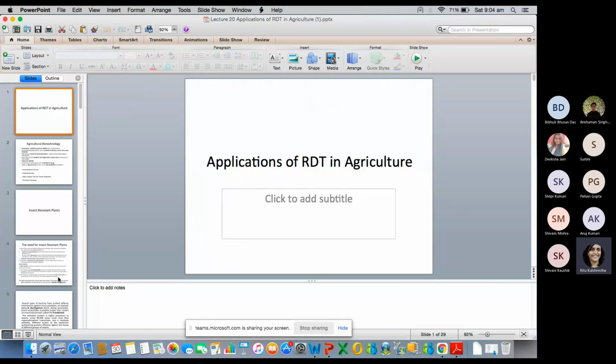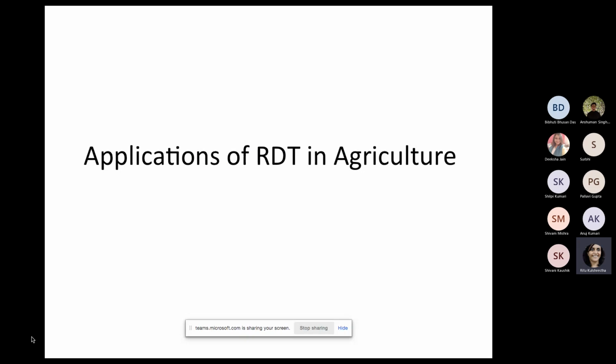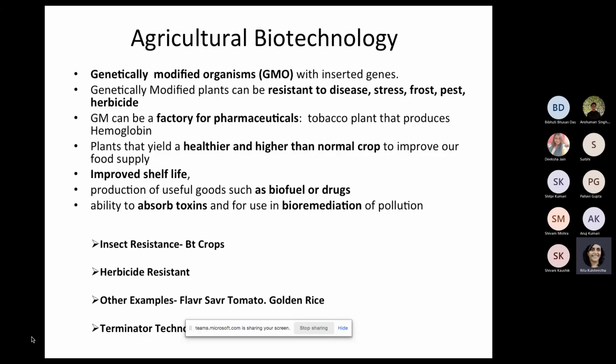Okay. So today's class is on applications of the techniques we learned in recombinant DNA technology, basically cloning, in the field of agriculture. And as we know, when we talk about RDT and agriculture, then obviously it's the transgenic plants or the genetically modified plants that come to mind. The need to make these transgenic plants is because they can be resistant, when you want to improve upon the natural population, the wild type population.